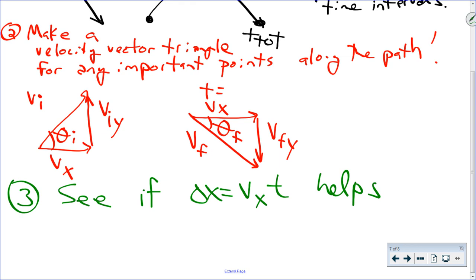Like maybe the problem says the ball lands 50 meters away after 4 seconds. Oh, cool. I know it lands 50 meters away. That's my delta x. Oh, I know it's in the air for however many seconds I just said. I know the time. I can find my Vx, right? So if you know 2 of these 3 variables, you can find the missing one. Follow?